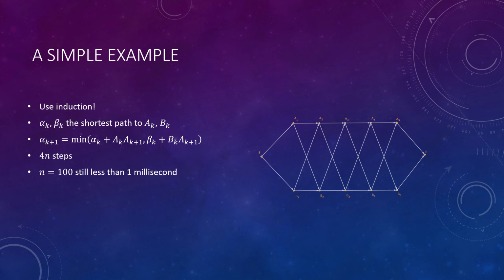And if we look at the number of steps, at each step we're going to do 4 checks. We have 2 for alpha k plus 1 and 2 for beta k plus 1. So in total we do about 4n steps. So even for n is 100, it's still less than 1 millisecond. And that's pretty good. As a general idea, we should avoid exponential algorithms because they increase in time very fast relative to the input. So as we've seen, 2 to the power of 100 is really huge, whereas 4 multiplied by 100 is still small.